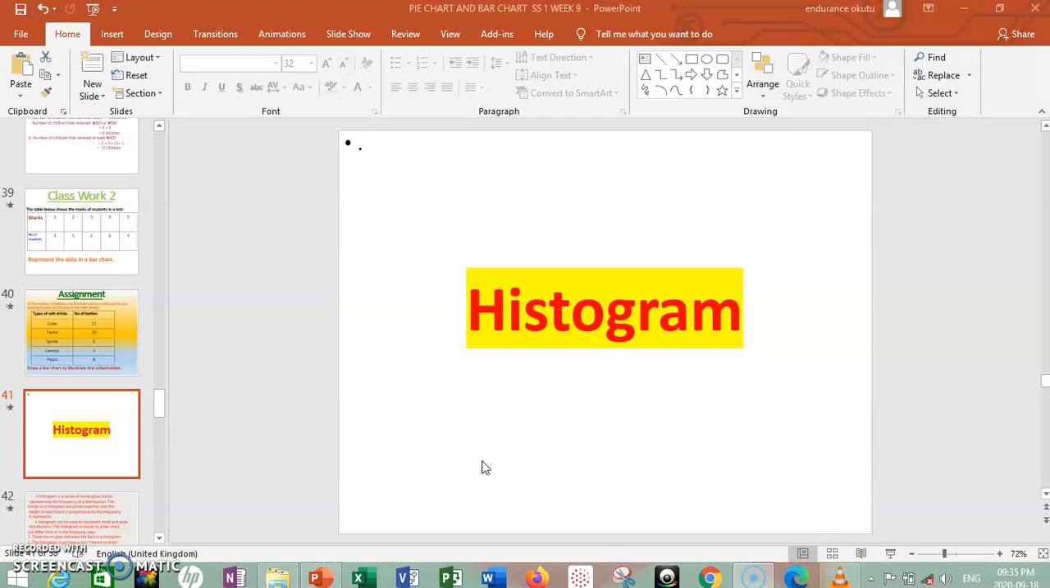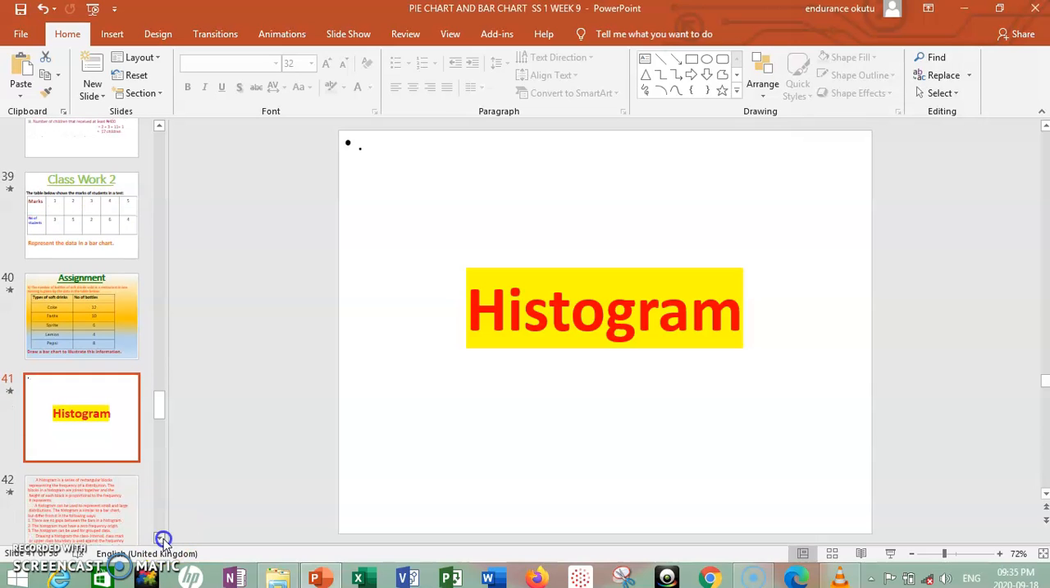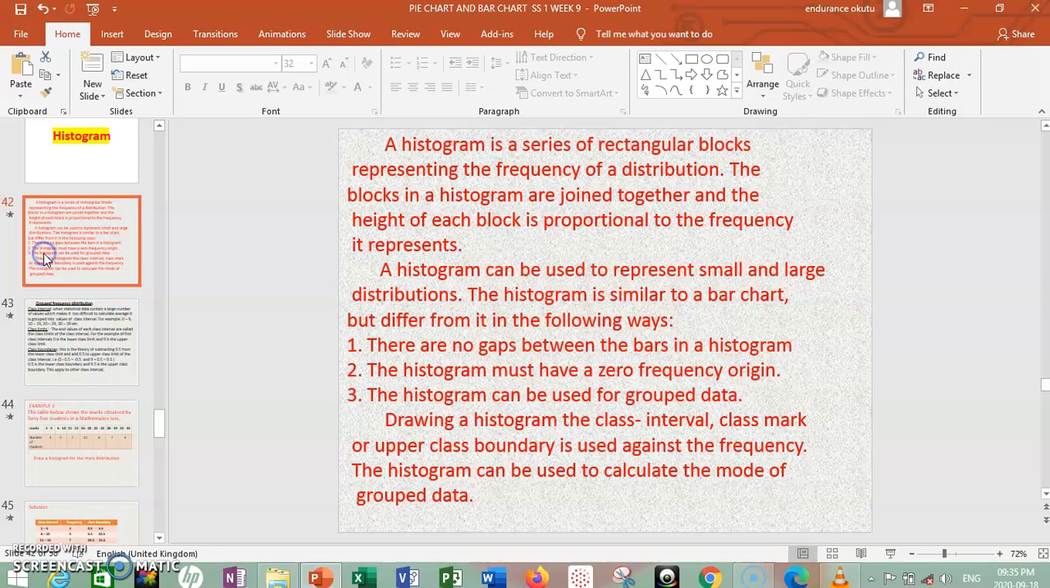So today we want to look at the last subtopic, which is histogram. What is a histogram? We want to consider the definition of a histogram. A histogram is a series of rectangular blocks representing the frequency of a distribution. The blocks in a histogram are joined together and the height of each block is proportional to the frequency it represents. Students, a histogram can be used to represent small and large distributions.